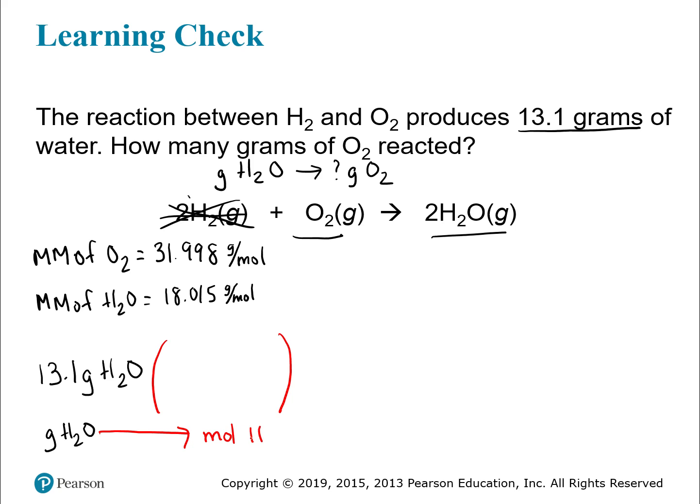We need to figure out how many moles. You guessed it, it's the molar mass. We want the grams on the bottom so that they cancel, and the 1 mole on the top.